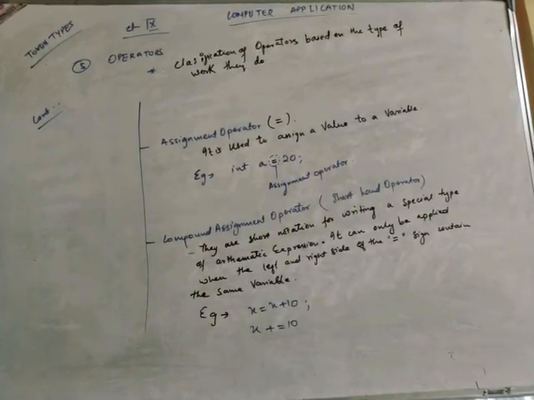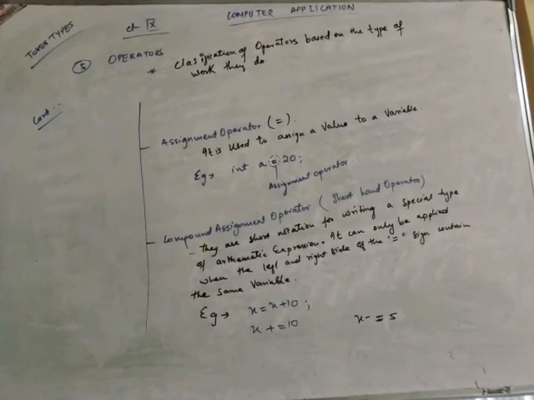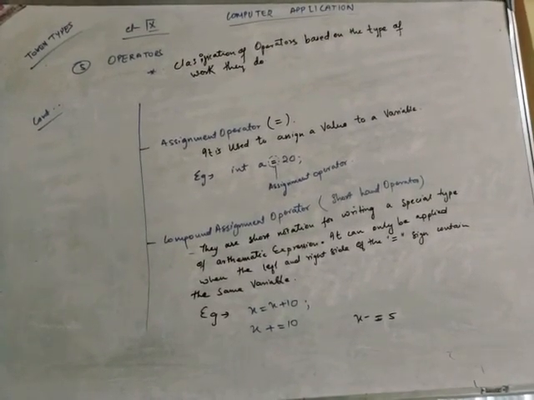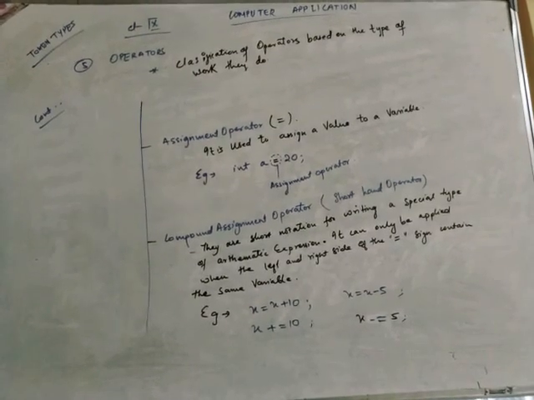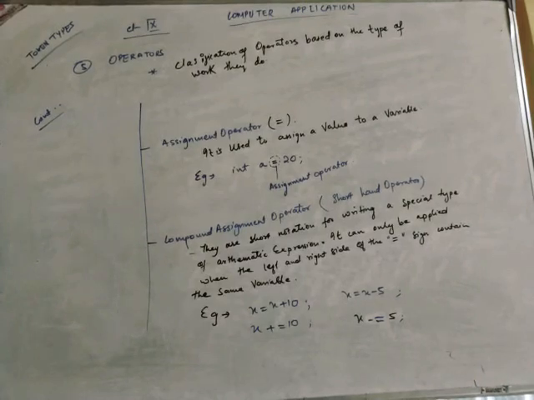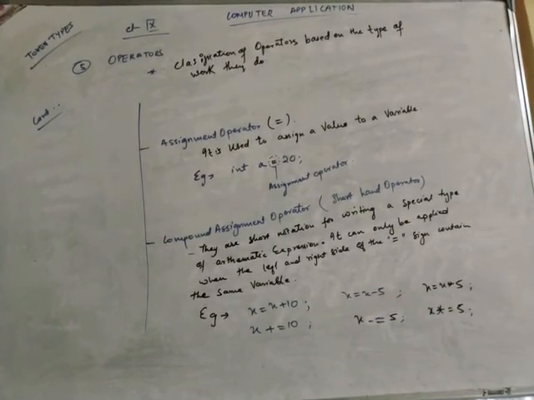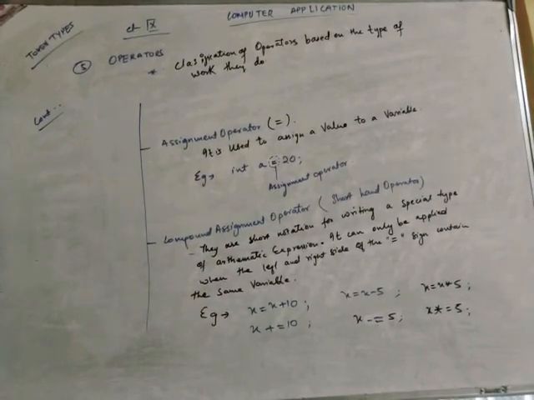Clear? If we write x minus equals 5, what does it mean? It means x equals x minus 5. Understood? You can also have x equals x into 5, written as x into equals 5. So these are called the shorthand operators, or your compound assignment operators, which you use to assign values.